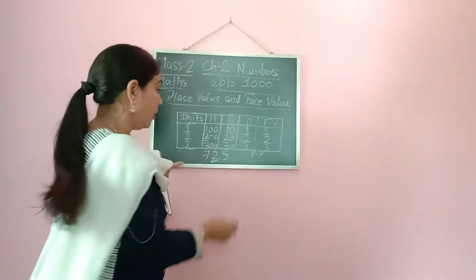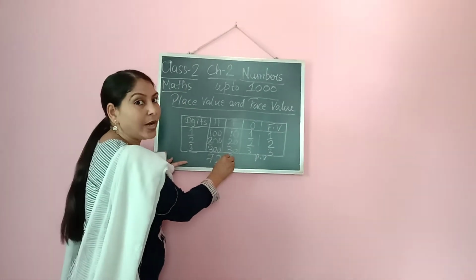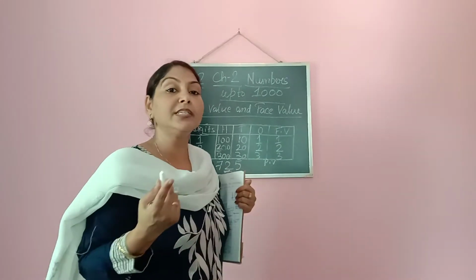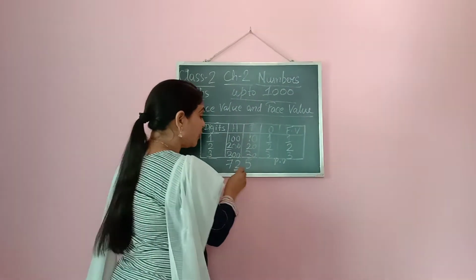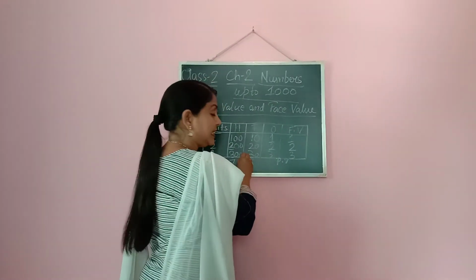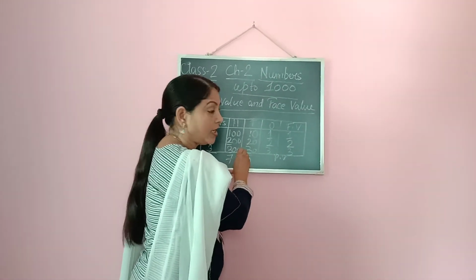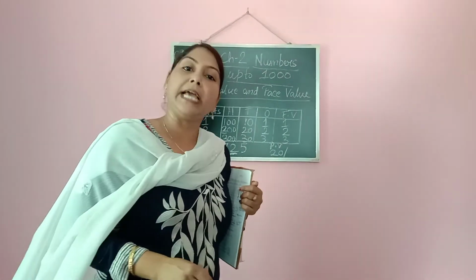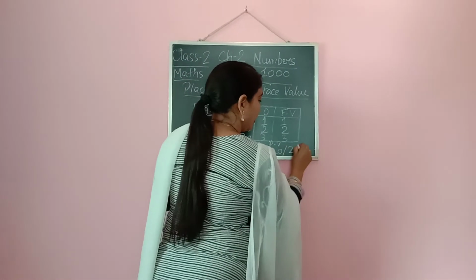Now I want to know the place value of 2 in 725. So you see, this 5 is in ones place, 2 is in tens place, and 7 is in hundreds place. So I want to know the place value of 2 here. Since it is in tens place, we will write 20 or we will write 2 tens like this. Okay, 2 tens.